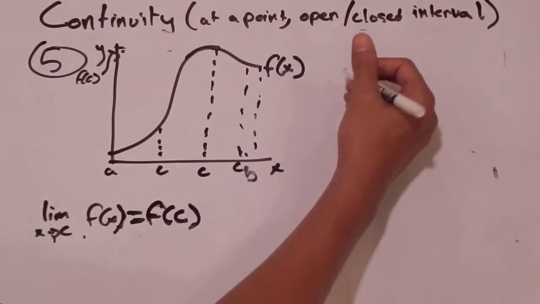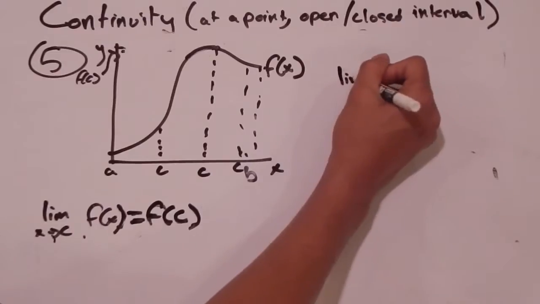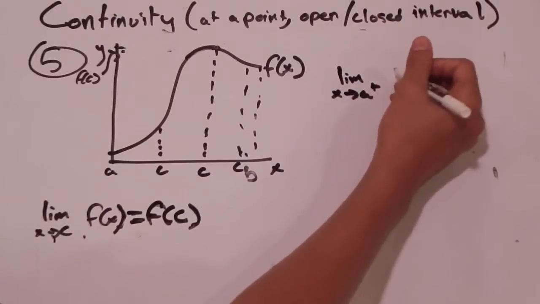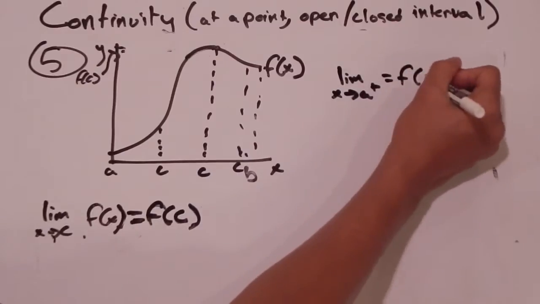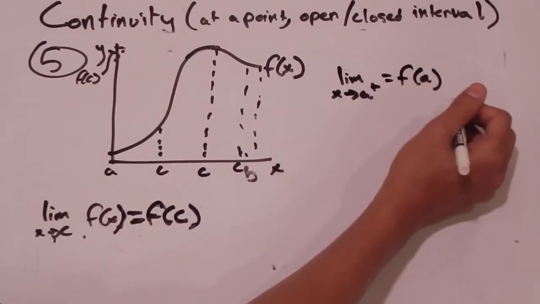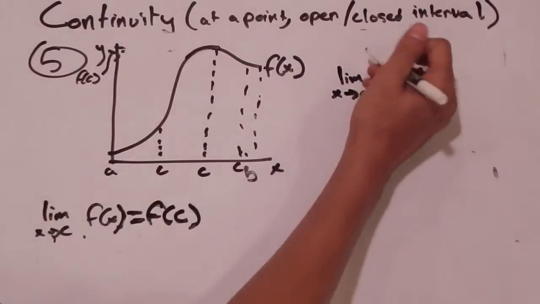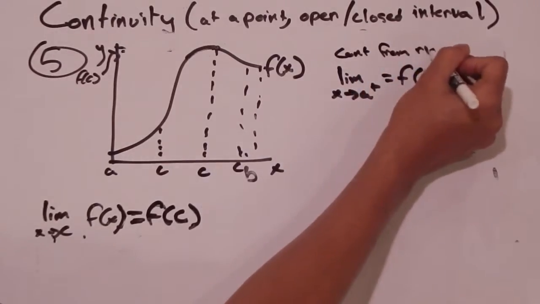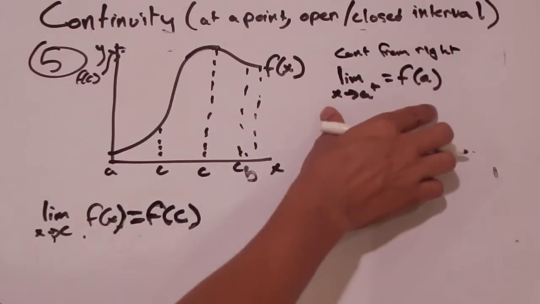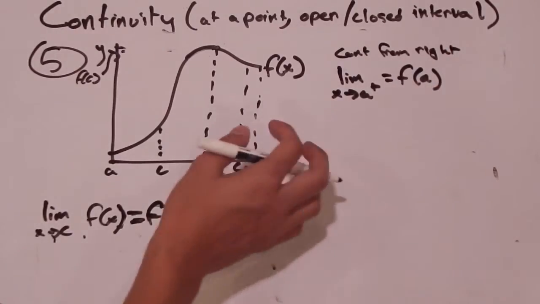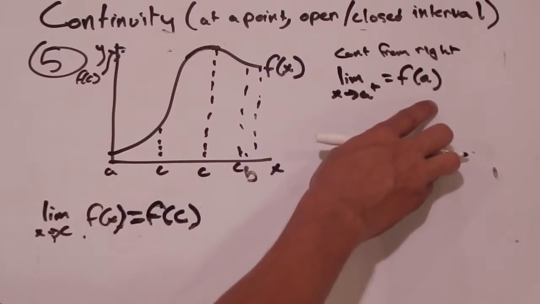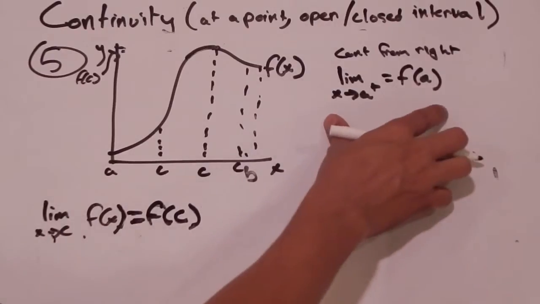And as you can guess, to write that, we're going to use our right-handed limit. The limit as x approaches a from the right is equal to f of a. So this statement implies that for continuity from the right to be true, we need to show that the limit as x approaches a from the right exists and that it equals f of a. So that is continuity from the right.